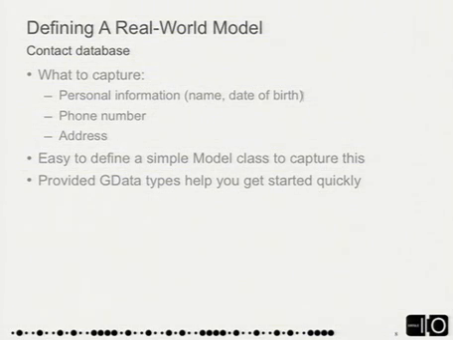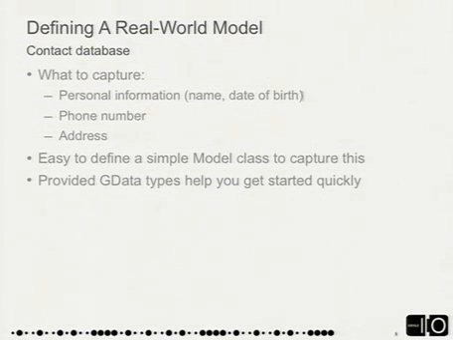We obviously want to capture some basic personal information like a person's name and date of birth. We want to get a phone number for the person, and we want to get an address for the person. We make it very easy to define this model. You just define it using a simple Python class, and we give you a number of built-in types for the data types you expect: integers, floats, strings. But we also provide a few other types, like GData types, which you can use to integrate with other Google services.